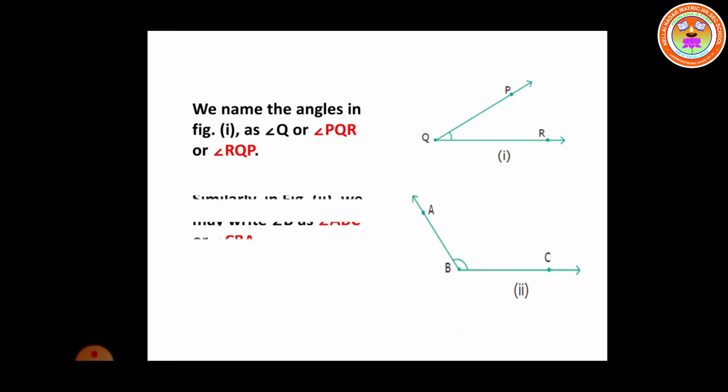See one more. Similarly, in the second diagram, we may write angle B, angle ABC, or angle CBA. If we start from A, the angle name is ABC. If we start from C, the angle name is CBA. What is the vertex? B. So the center letter should be the vertex B.